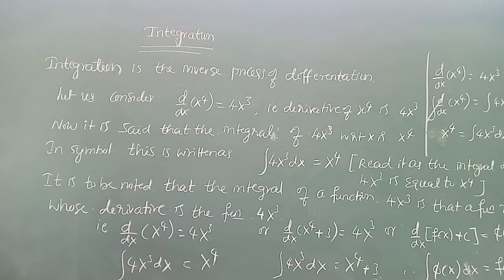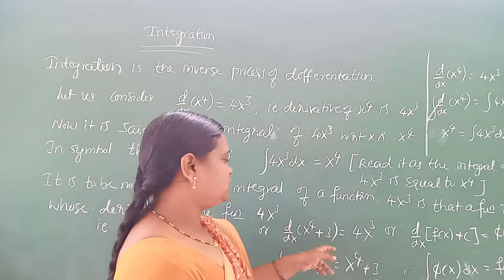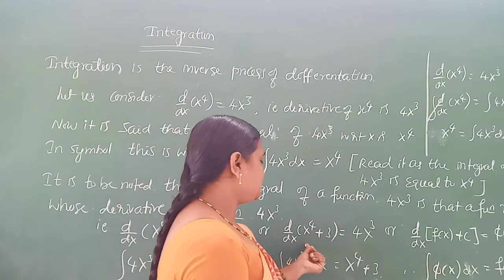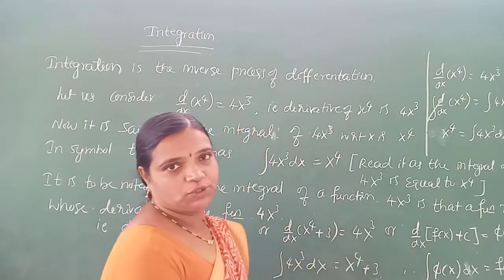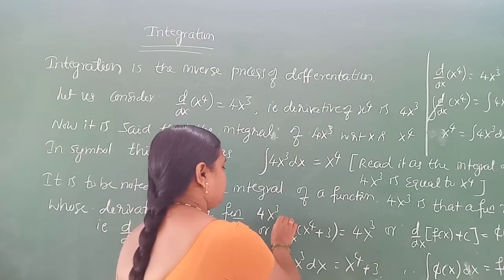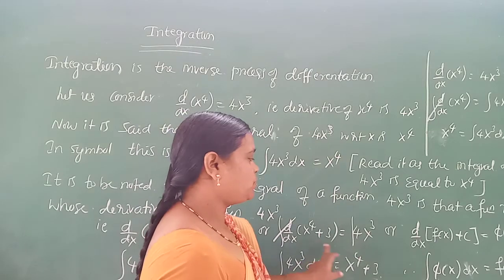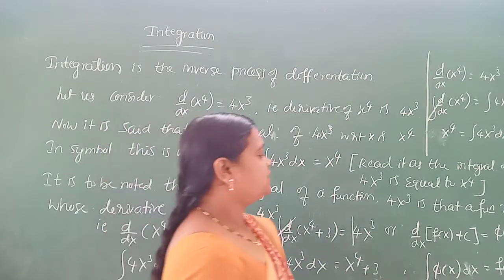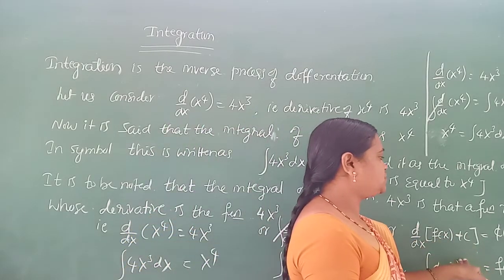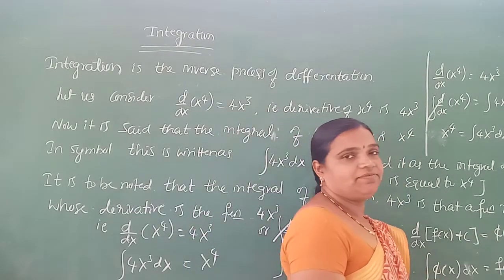Similarly, if we take a constant, x to the power 4 plus 3, the differentiation of the constant is 0, so it will not affect the result. Therefore, we can write d by dx of x to the power 4 plus 3 is 4x cube. If you apply integration, it gets cancelled, and integration of 4x cube is x to the power 4 plus 3. In general, we can write d by dx of f of x plus c, with c a constant, equals phi of x. Applying integration, integration of phi of x is f of x plus c.